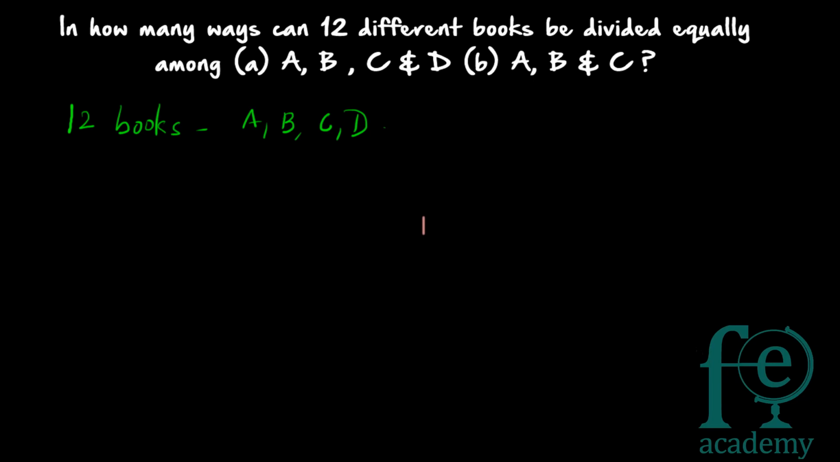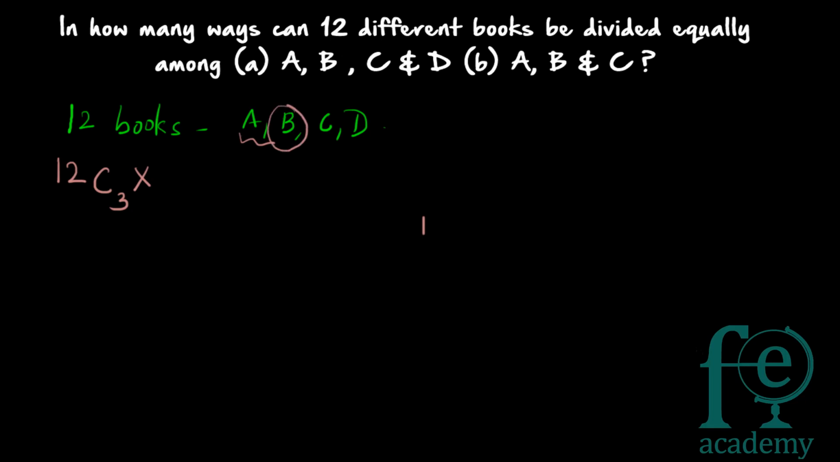So at first 12 books are there, out of which 3 have to be selected and given to A. So let's start from A. How many ways can this be done? 12 books are there, out of which 3 have to be selected and given to A. So it can be done in 12 C3 ways. Now how many ways can 3 books be given to B?